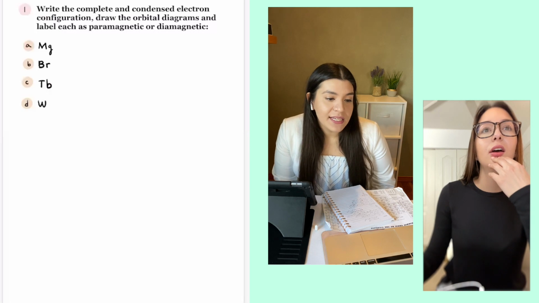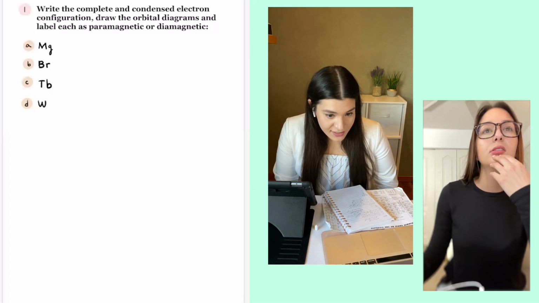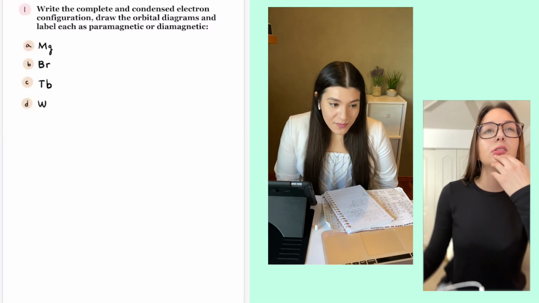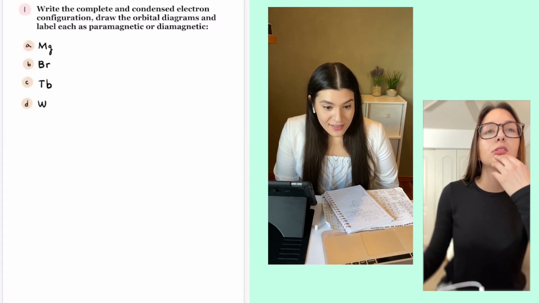Let's write the complete and condensed electron configuration. We'll draw the orbital diagrams and then label each as paramagnetic or diamagnetic.